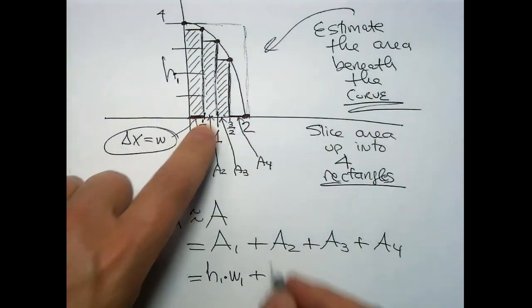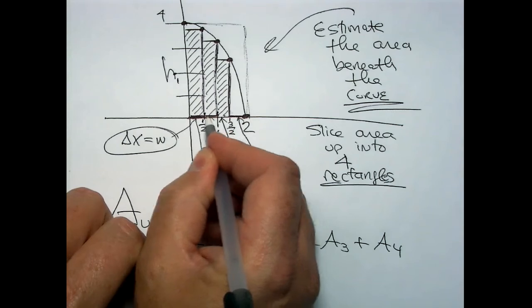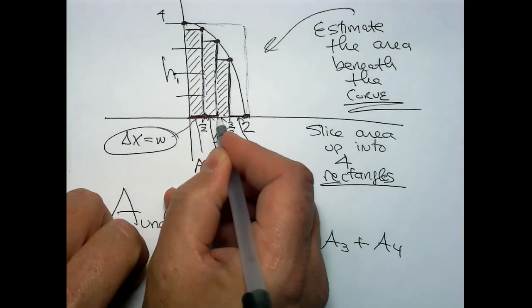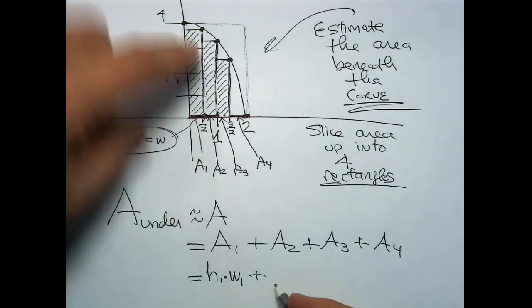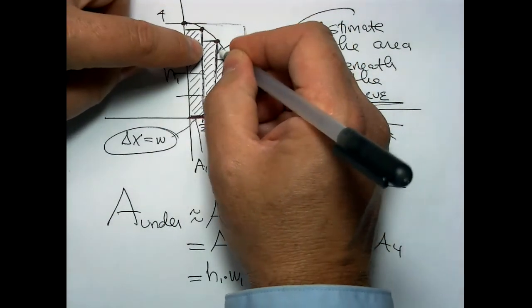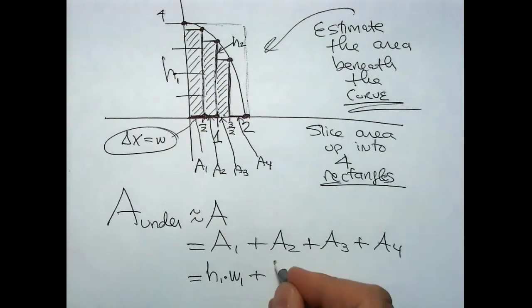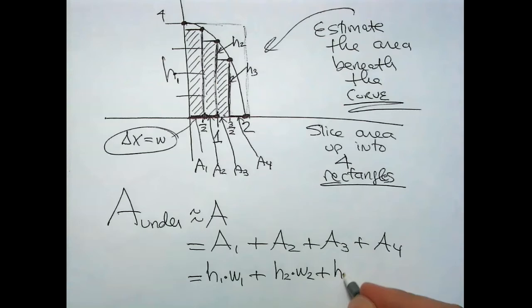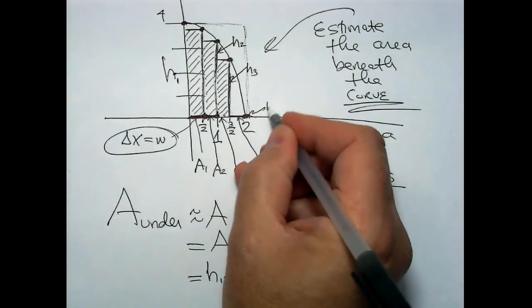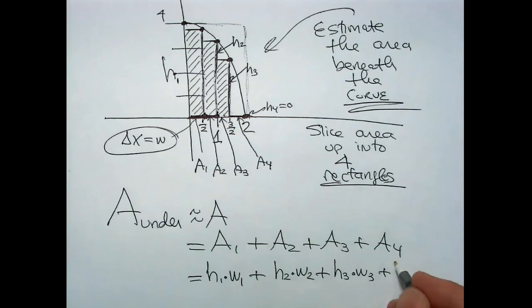Plus, the second rectangle. There's a different width down here, but actually it's the same, right? If I put little dots here, you can see that that width right there is the same as this one. But the height's different, definitely. Here's the height right here. That's height 2. So it would be height 2 times width 2. And the next one would be right here, height 3 times width 3. And then height 4 is way down here. Height 4 is actually 0, but we'll call it height 4 times width 4.